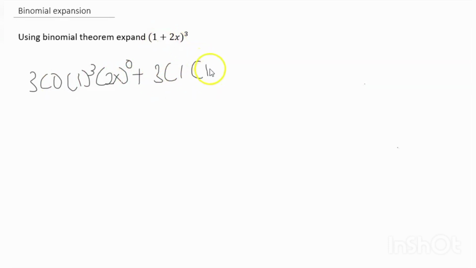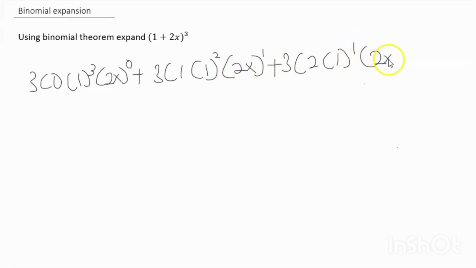Okay? Then after 3 combination 0, we go to 3 combination 1. Then you take your 1. Then remember the power of the first value that we have in the bracket would decrease. The power would decrease. So this is 3, so over here it becomes 2. And the power of this one increases. So this is 2x to the power of 1, plus 3 combination 2. This one would be to the power of, remember, 2, so it decreases to the power of 1. Then we have 2x to the power of 2.